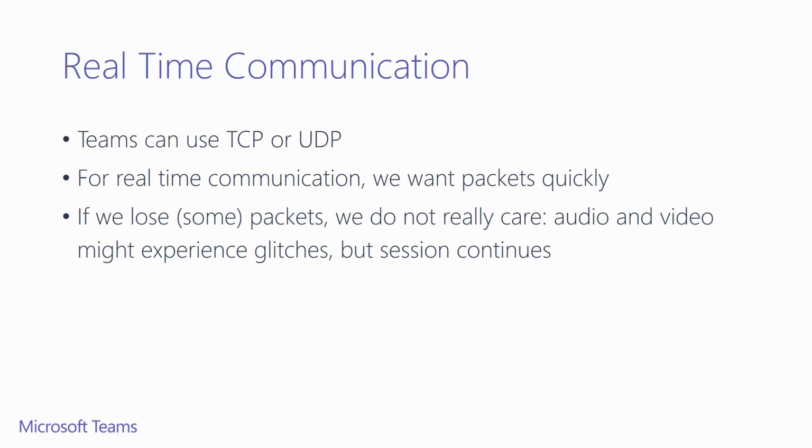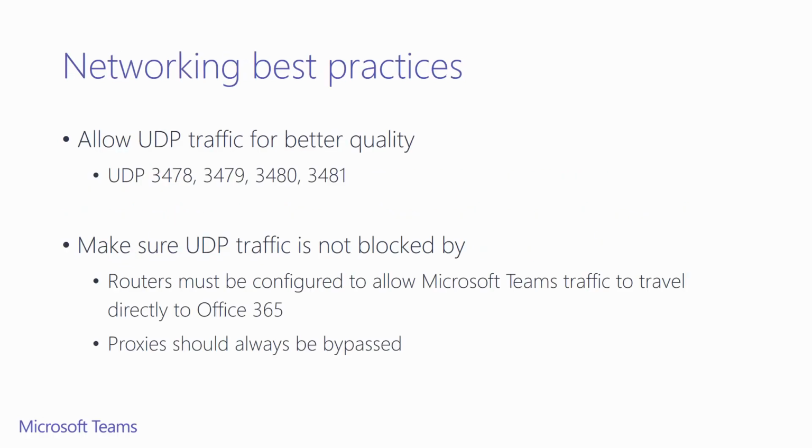If the UDP ports are blocked for some reason, let's say by a firewall outside of your control, Microsoft Teams will use TCP for real-time communication. However, every lost packet will result in an additional delay. If the delay becomes too large, the conversation will feel choppy. Hopefully that clears up why we want you to allow real-time communication over UDP.